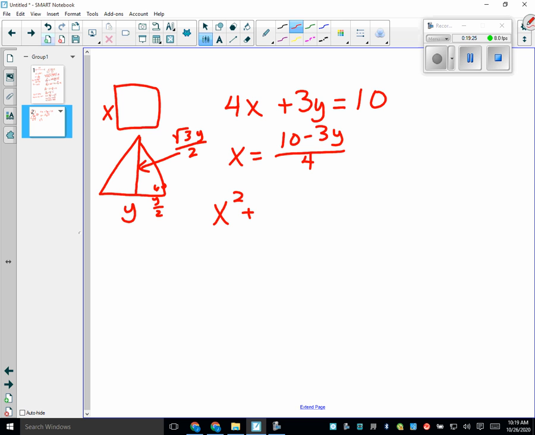So would you agree that it's radical 3y over 2? Yeah. So, how do I find the area of my triangle? 1/2 times... What's the base? y plus... Times. Base times height? Base times that, yeah. 3y.